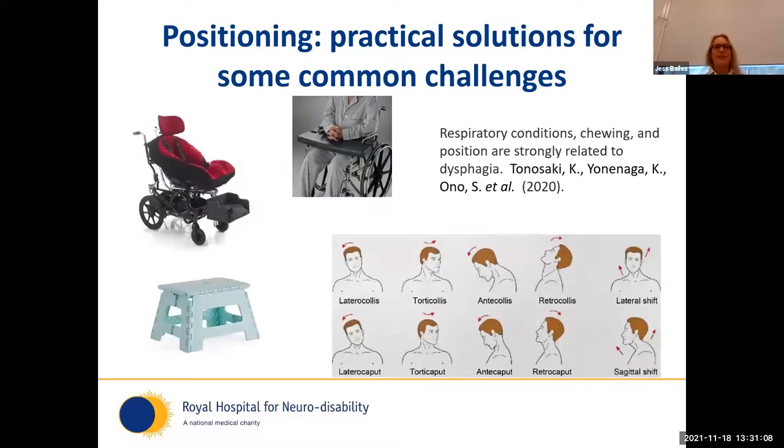Thank you. Okay, so I'm just going to talk through some of the problem solving we do around our quite complex caseload. There's some more recent research that really focuses on how positioning can impact on swallow, and we certainly see that in practice. In terms of FEES, that's great. You can take it to where they are.